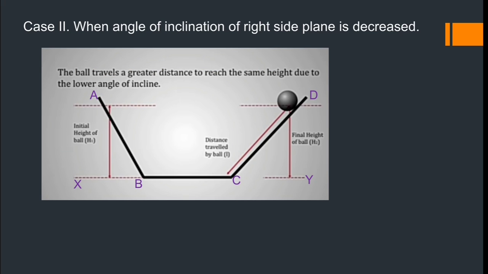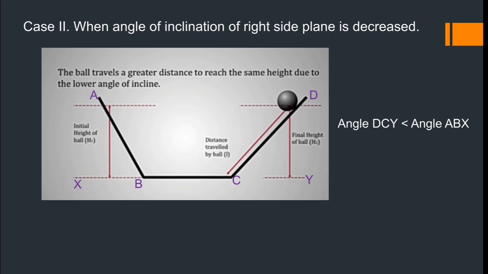Now let us see case 2. Case 2 is when the angle of inclination of the right side plane is decreased, that is, the angle of inclination of the plane CD is decreased. Now from this figure it is clear that the angle which the plane CD makes with the horizontal is angle DCY and the angle which plane AB makes with the horizontal is angle ABX. So it is clear that angle DCY is less than angle ABX.